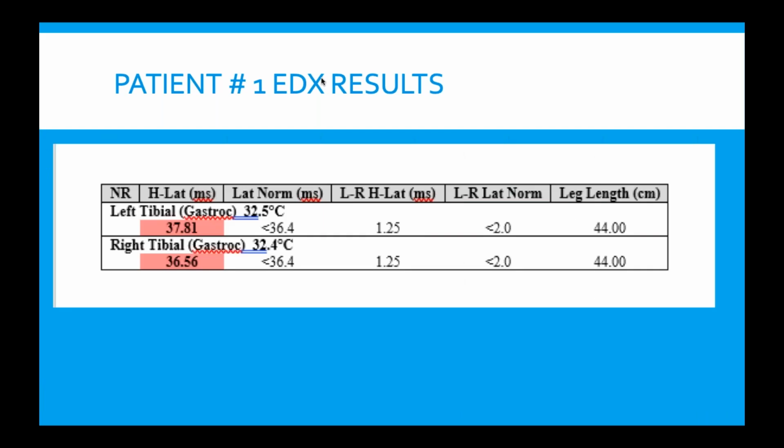He was a taller gentleman, and he was a little older, again 70 years old, so the normal latency was longer, but it was still prolonged for his age and his limb length. So we can see the significant slowing in both the late responses.